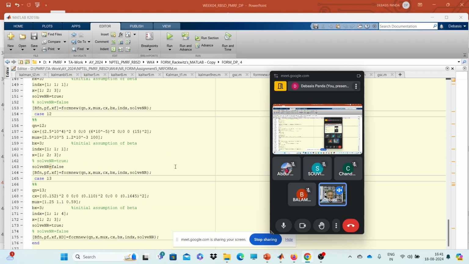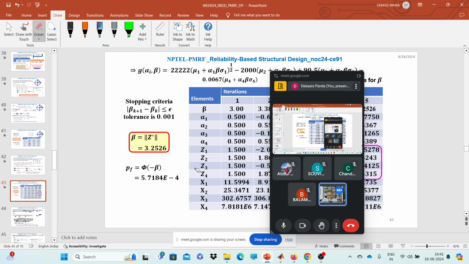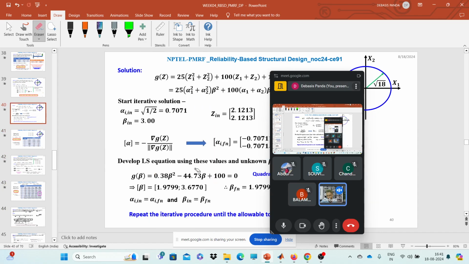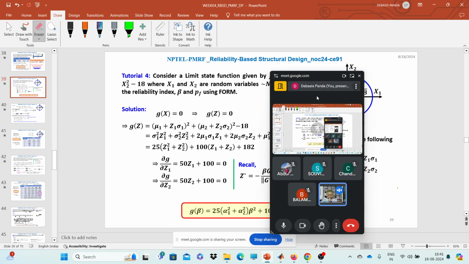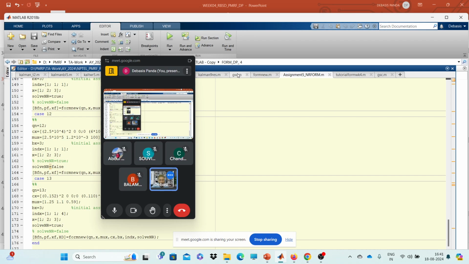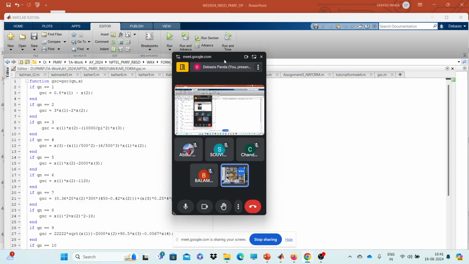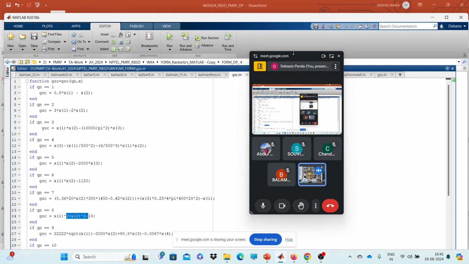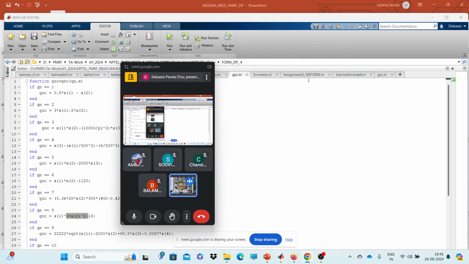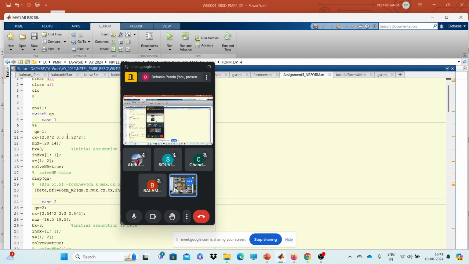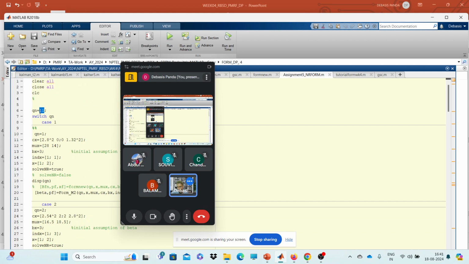Now tell me which problem you want to solve. Let's solve this circle problem. I think I have added the circle problem here. Where is the circle problem? Here. I have defined the circle problem as question number 8. So let's call question number 8 and check whether we are getting the same values or not. So question number 5, and just run the algorithm.